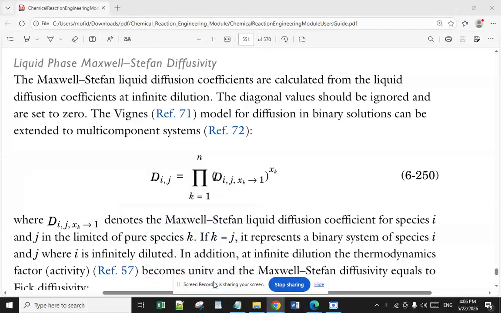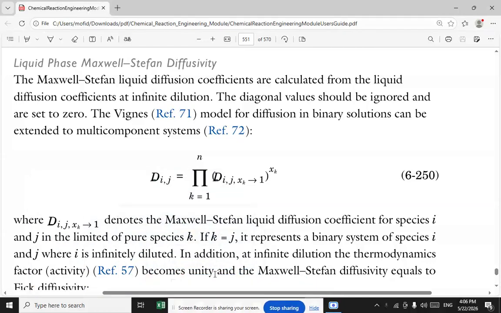In the name of Almighty God, I am Maxwell and today I want to talk about chemical reaction engineering module in COMSOL Multiphysics simulation software. Now I want to go through the liquid phase Maxwell-Stefan diffusivity. The Maxwell-Stefan liquid diffusion coefficients are calculated from the liquid diffusion coefficients at infinite dilution. The diagonal values should be ignored and are set to zero.